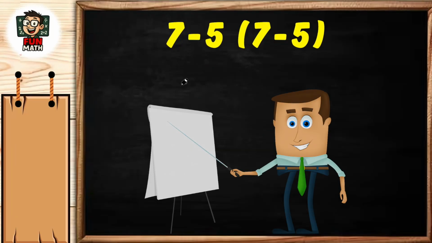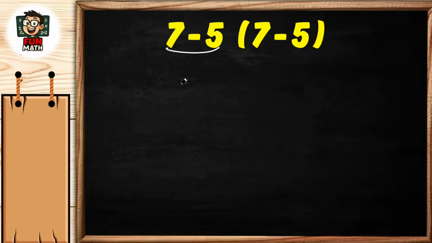Let's take a quick look at our question. 7 minus 5 equals 2. There is hidden multiplication. Now multiplication, 2 times 2 equals 4. If you solved it this way, you made a mistake.